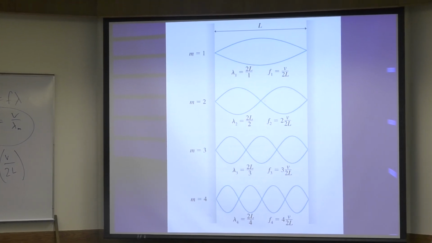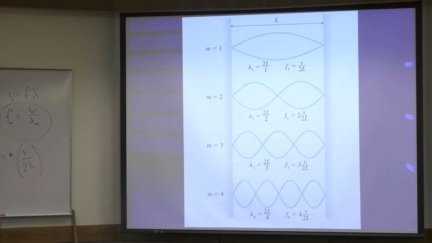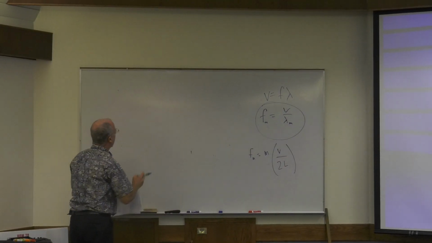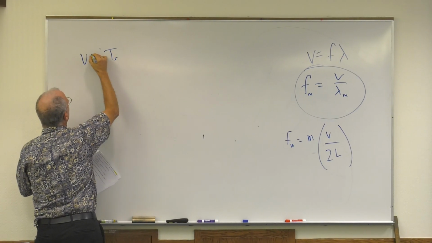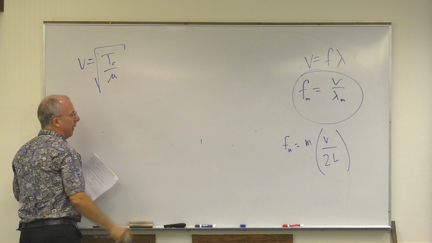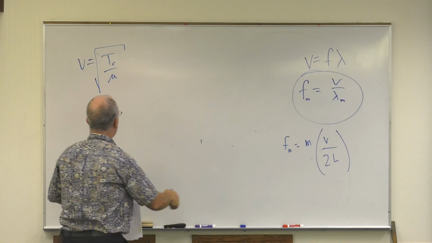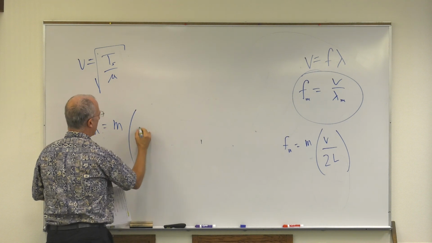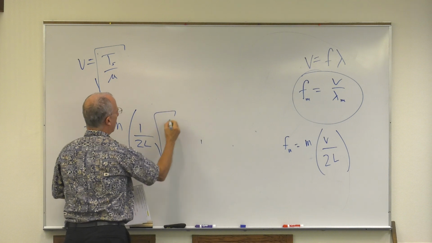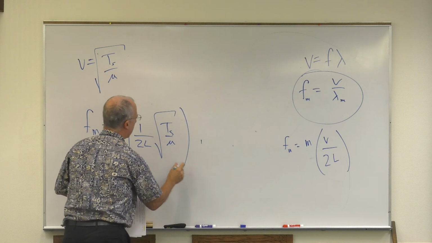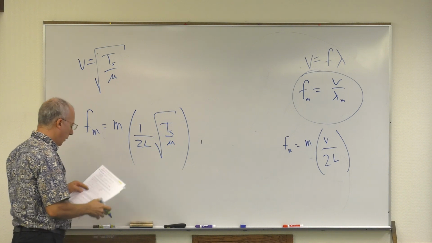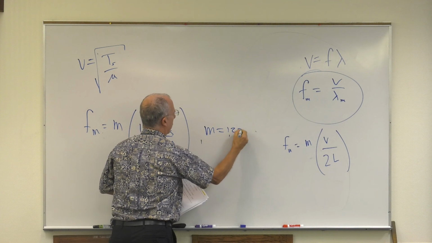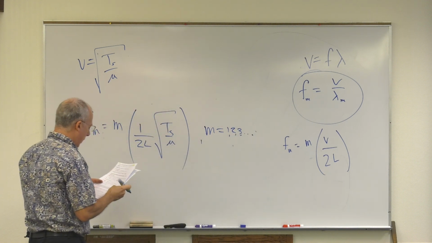Now, we're doing this on a string. So instead of just putting V, let's put the velocity of a wave on a string. We learned this a while ago. That's the velocity of a wave on a string. Let's put that in there. So now we have Fm equals m times 1 over 2L square root T over mu. Ta-da! So there you go. And again, m equals 1, 2, 3, and so forth.